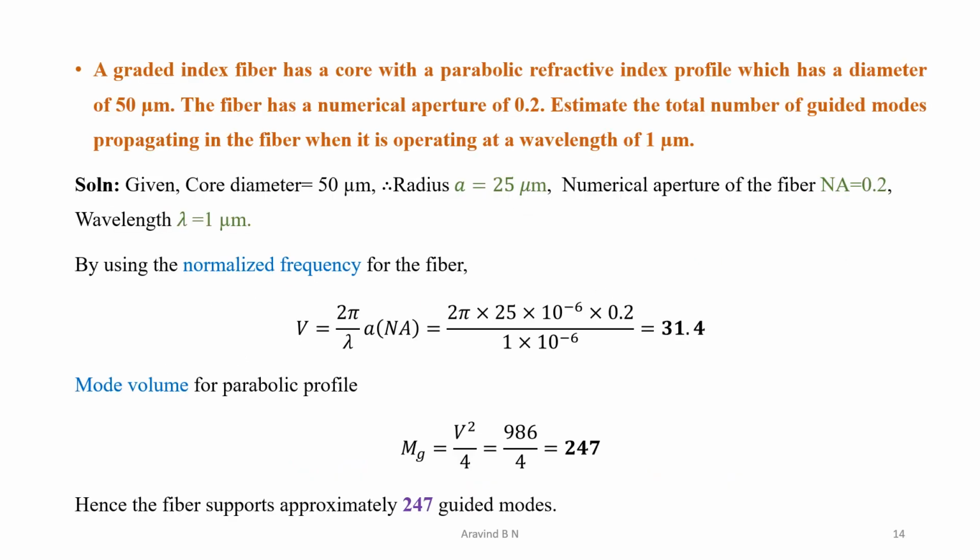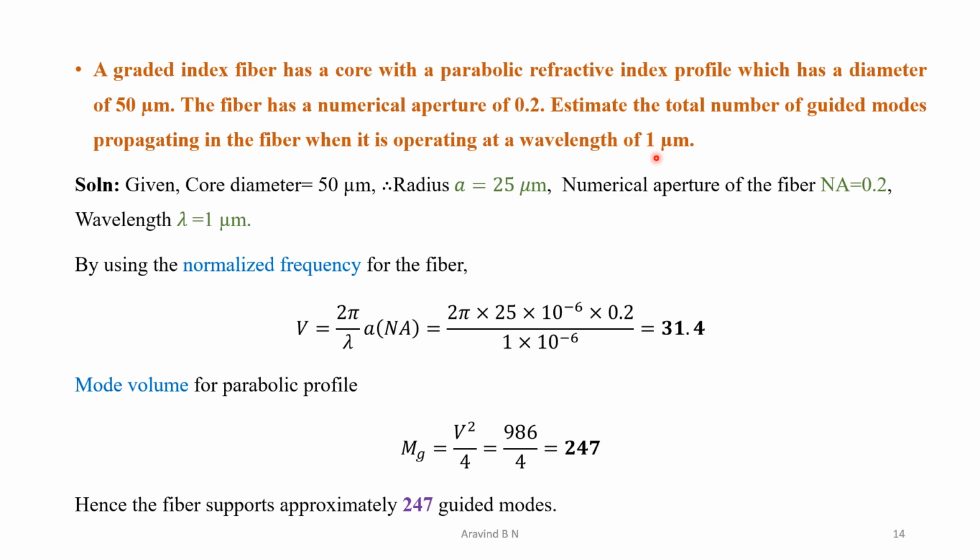Now let us go through a few more problems. Now the problem statement. This is related to the graded index fiber. A graded index fiber has a core with a parabolic refractive index profile which has a diameter of 50 micrometer. The fiber has a numerical aperture of 0.2. Estimate the total number of guided modes propagating in the fiber when it is operating at the wavelength of 1 micrometer.